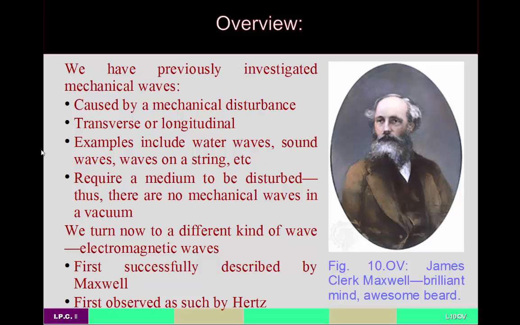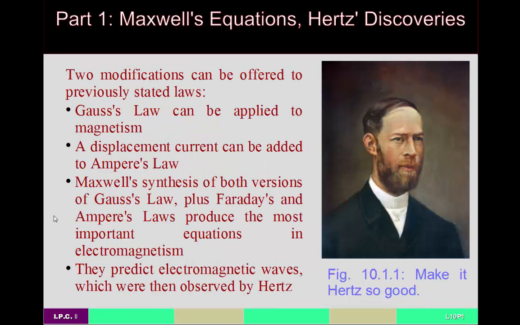So today, and in this lecture set, we're going to look at a different kind of wave, which is called electromagnetic waves. These were first successfully described and predicted by James Clerk Maxwell, and then they were observed within a couple of decades by Heinrich Hertz. We're going to begin by considering what are called Maxwell's equations.